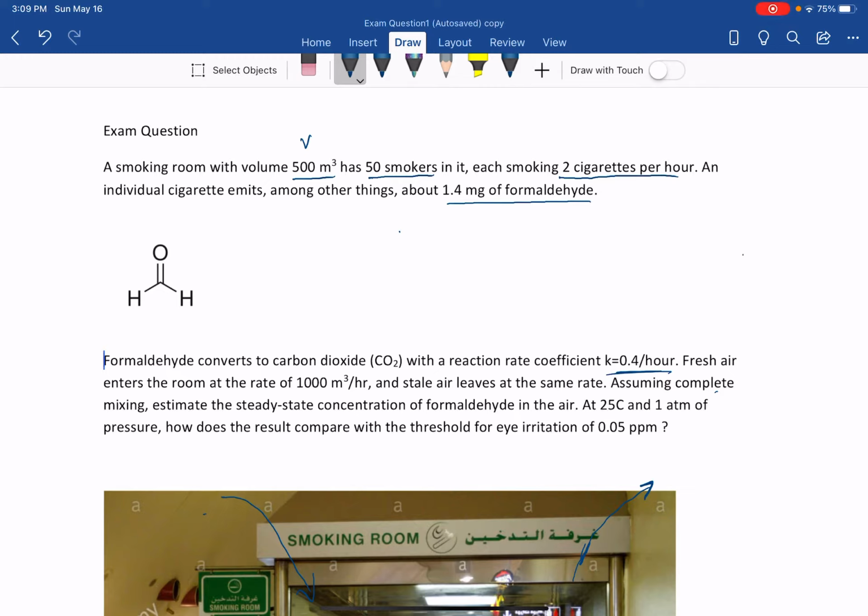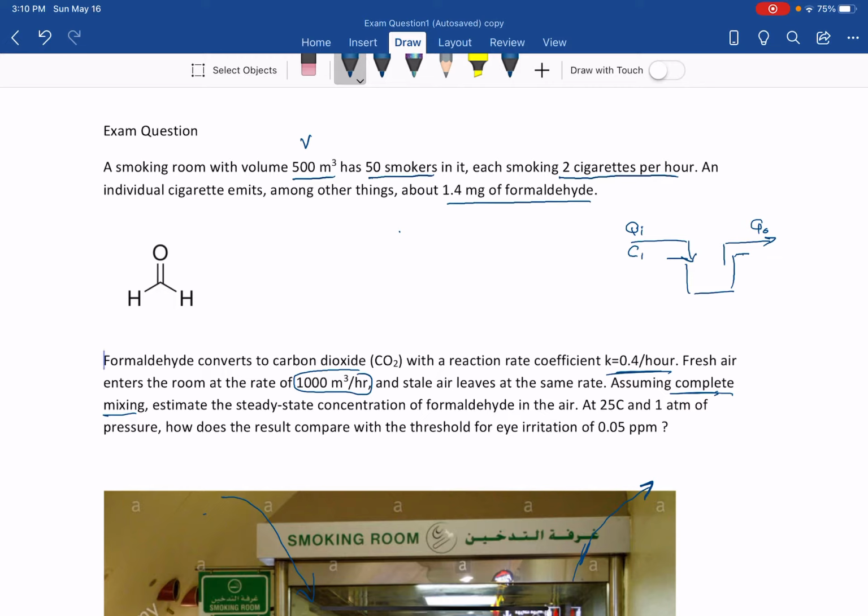The fresh air enters the room at a rate of 1,000 meter cubic per hour. This is how much fresh air is coming in. And the stale air leaves at the same rate. Polluted air is leaving at the same 1,000 meter cubic per hour. Assuming complete mixing, this is what's going to make you think of CMFR. Remember the CMFR? Flow rate in, flow rate out. Let's say Q, and Q is the same in and out.